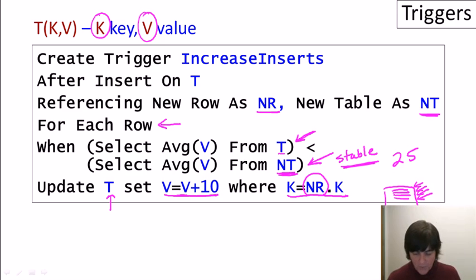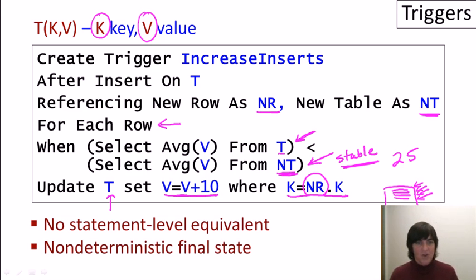So there's a couple of things I wanted to point out specifically with this trigger. One is that there is no statement level equivalent of this trigger. If we tried to write this without the for each row, we could never get the same behavior, because what we're doing is looking at each row one at a time and deciding whether to increase its value. So we might increase the value for some subset of the rows, but not all of them, and it would not be possible to do that with a statement level trigger.